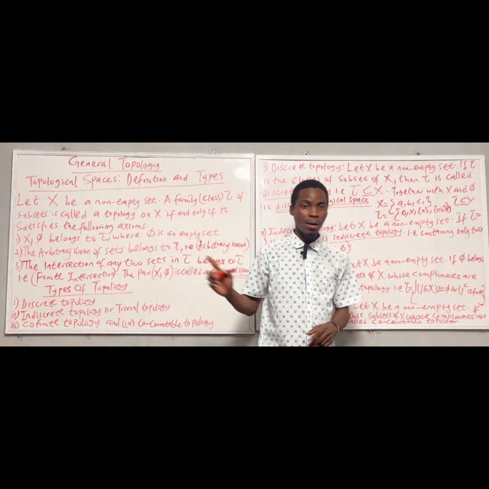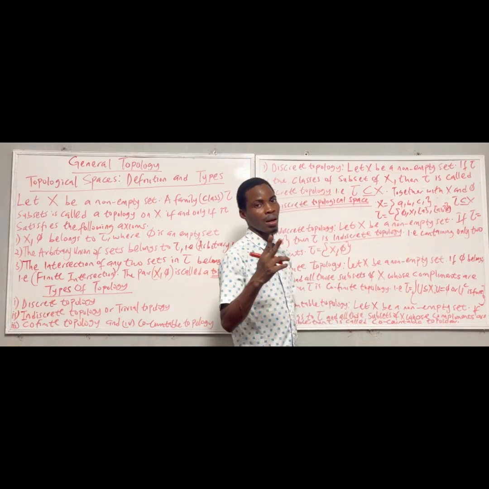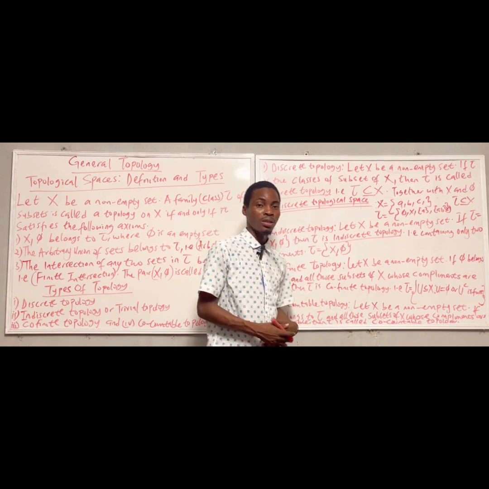So X together with Top is a discrete topological space. Remember that I talked about it earlier that whenever we have a pair of X and Top, we're talking about a space. So when you have it together, it means it's a discrete topological space.